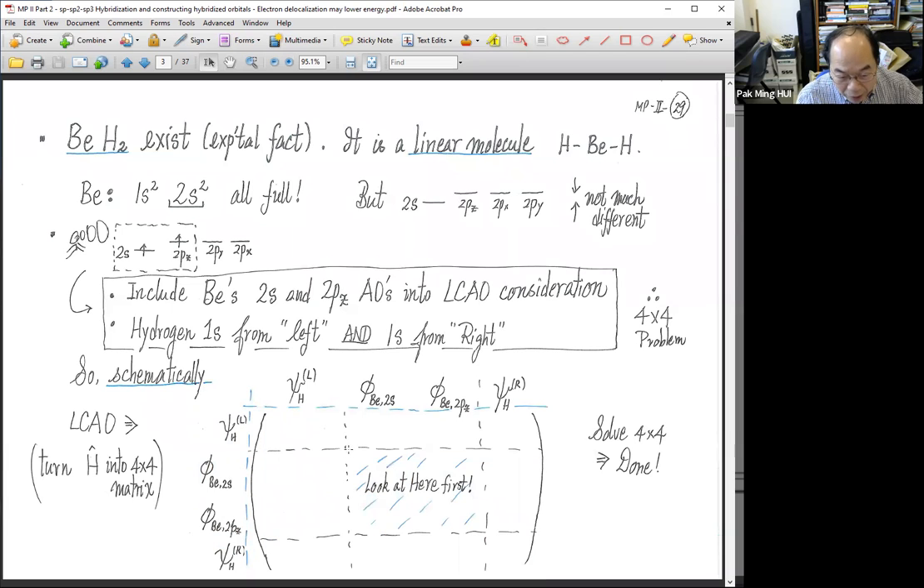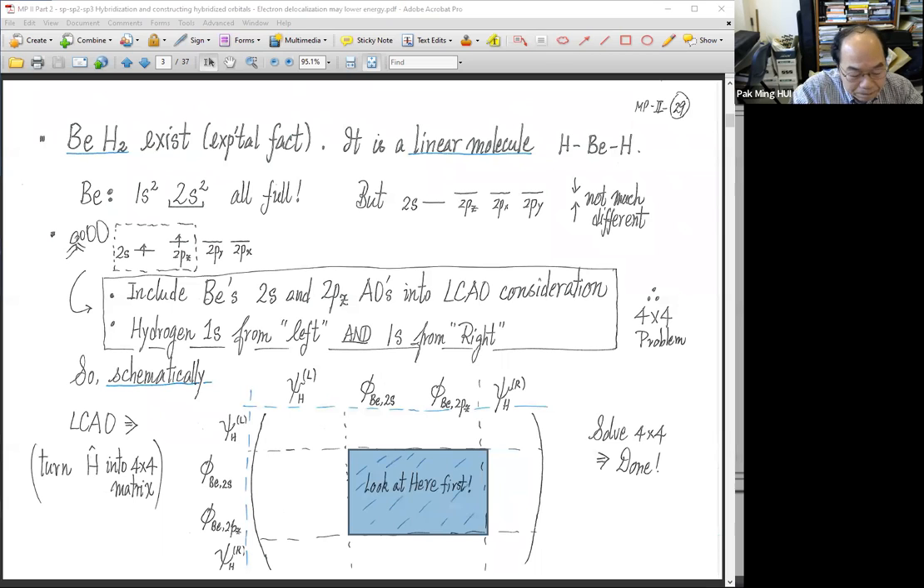And for the moment, I would like to focus on these 4 elements. Okay, that will be a 2x2 part, entirely having something to do with beryllium 2s and 2pz. So far, do you follow? Any question? Because it is a deep conceptual discussion here. Can you grab what is going on?